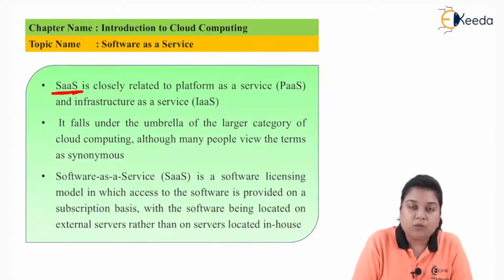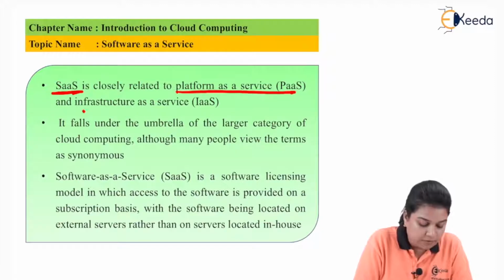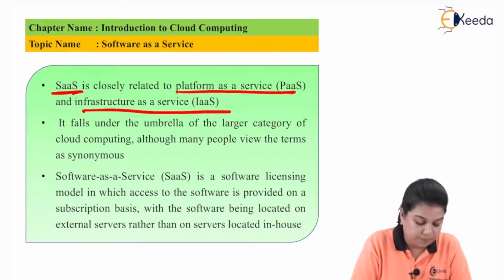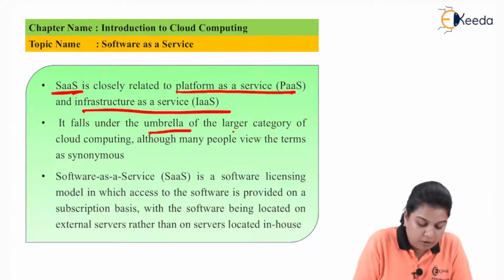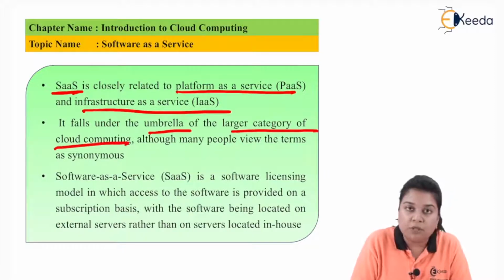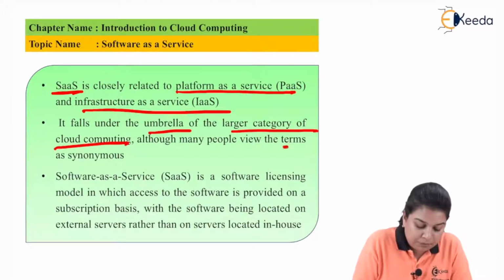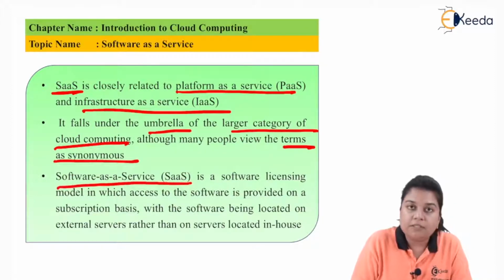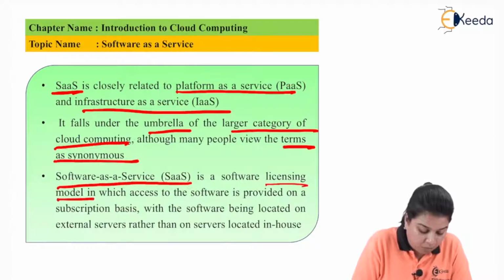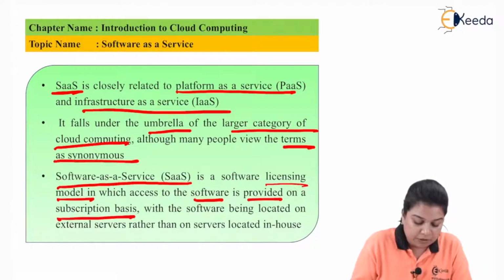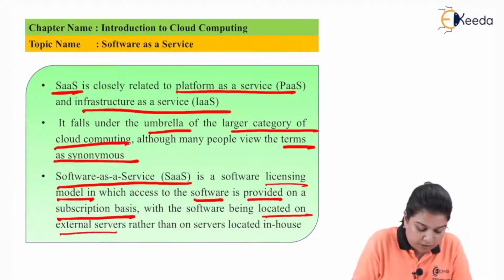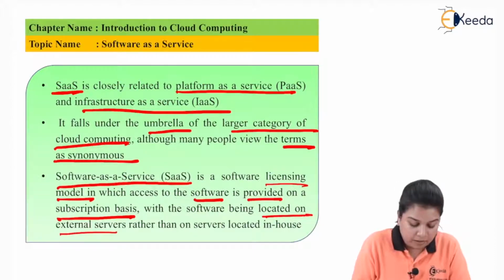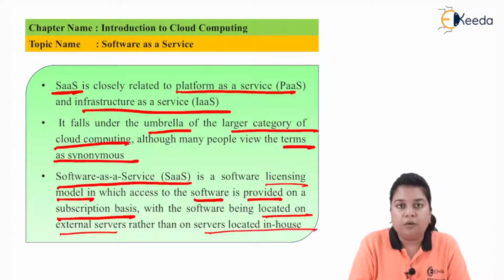Software as a service is closely related to platform as a service and infrastructure as a service. It falls under the umbrella of the large category of cloud computing, although many people view the terms as synonymous. Software as a service is a software licensing model in which access to the software is provided on a subscription basis, with the software being located on external servers rather than on servers located in-house.